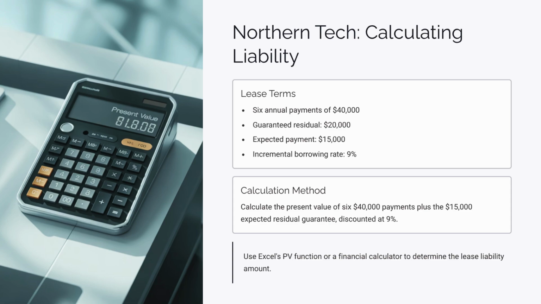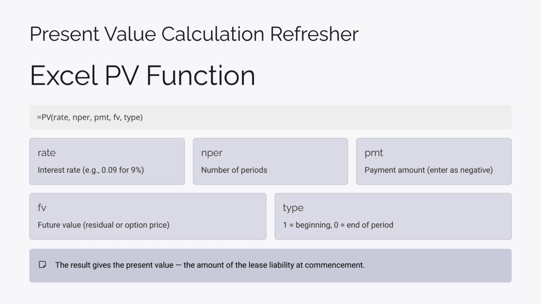Continuing with Northern Tech, they guarantee the equipment's residual value will be $20,000, but expect to pay only $15,000. No variable payments, no bargain purchase option, and the implicit rate is unknown, so they use their incremental borrowing rate of 9%. The lease liability equals the present value of 6 payments of $40,000 plus the $15,000 expected residual guarantee, discounted at 9%. You can use Excel's PV function or a financial calculator for that.